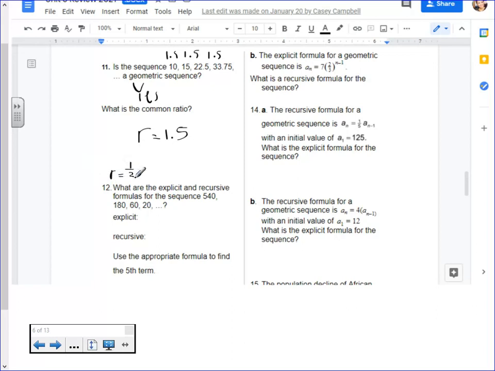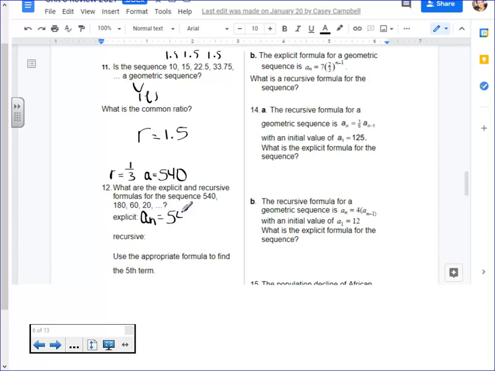So we're going to write that down. We also have to know the initial amount we started with. How much did we start with? What's the first number in our list? 540. Okay, so our explicit formula, we're starting with A sub n. That just means if I wanted to know the 100th number in the sequence, I would change the n to a 100, right, Shannon? Okay.